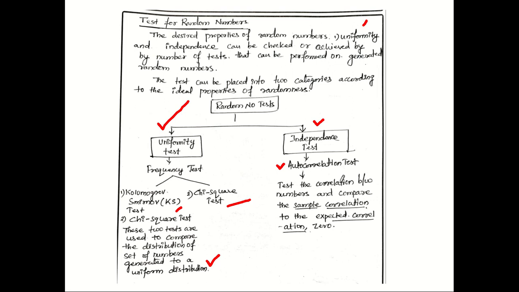In the case of the autocorrelation test, this test is conducted to check the correlation between the numbers and compare the sample correlation to the expected correlation. So the correlation of the sample and the expected correlation are cross verified here.